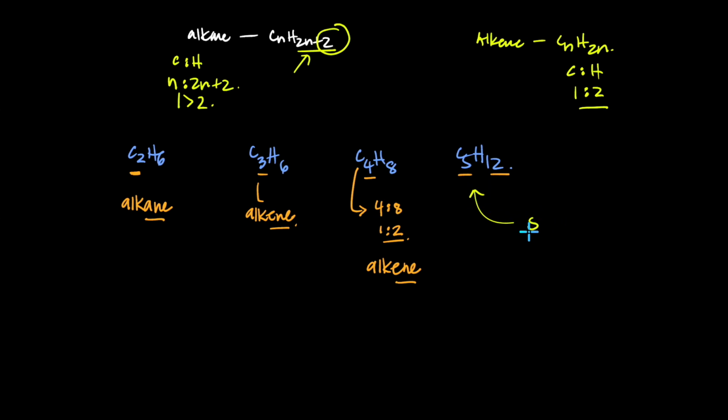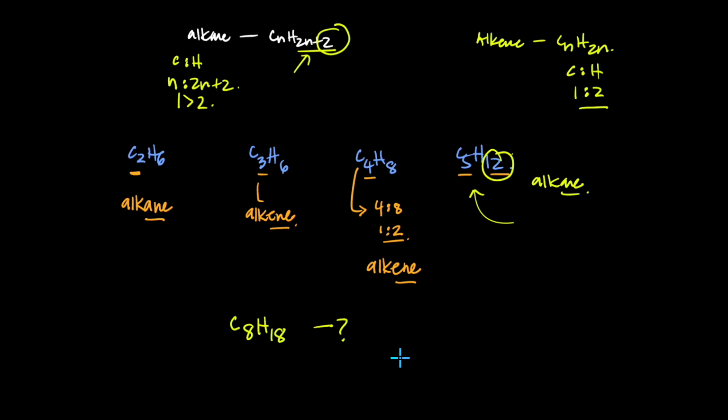5, twice of 5 is 10. This is more than 2. So it's an alkane. And that's so easily you can figure it out. Let's say I give you C8H18. Tell me. Alkane or alkene.